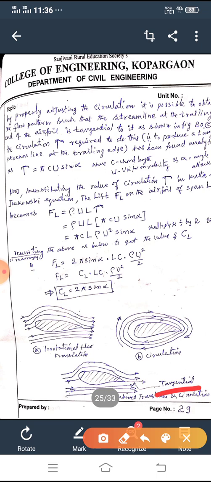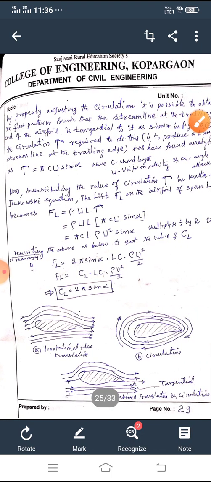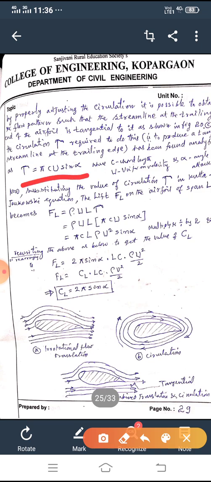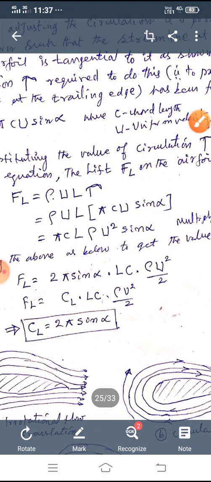In order to do so, the circulation which is required to produce such a tangential line, analytically, is given by circulation equal to pi C U sin alpha, where C is the chord length, U is the uniform velocity of flow and alpha is the angle of attack. Now substituting this value of circulation in the lift formula given by the Kutta-Joukowski equation, we have FL equal to rho U L times tau, that is circulation, which we can write as pi C U sin alpha. Therefore, we will get pi C L rho U squared sin alpha.